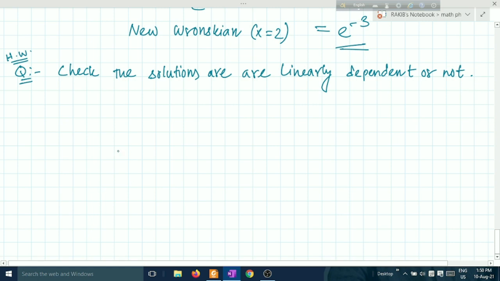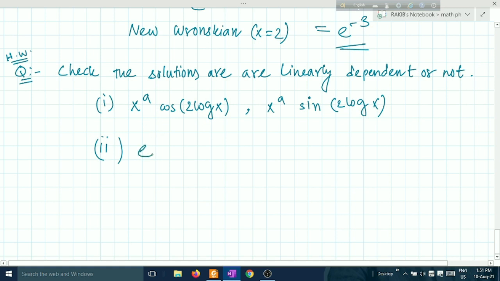I am giving a pair of questions in which the solutions are given. In question 1, the solutions are x to the power a cos(2 log x) and x to the power a sin(2 log x). In question 2, there are two solutions: e to the power ax sin bx and e to the power ax cos bx. Comment in the comment box if you find that question 1 is linearly dependent and question 2 is linearly independent.